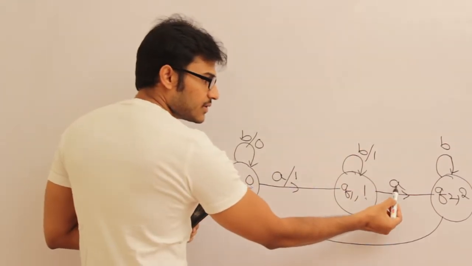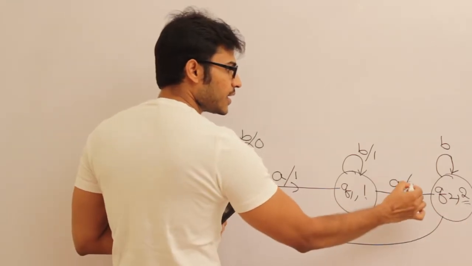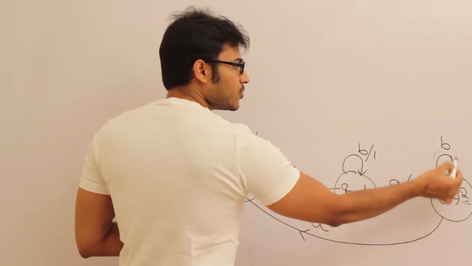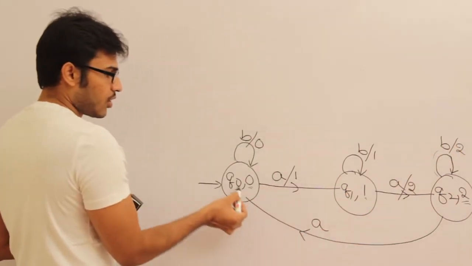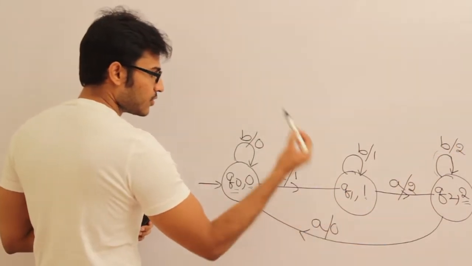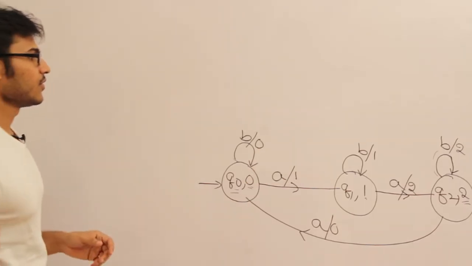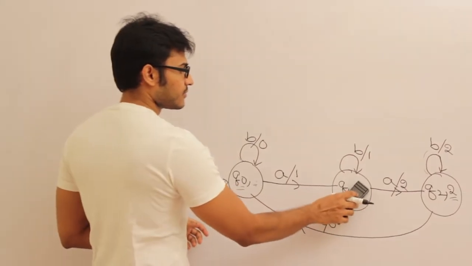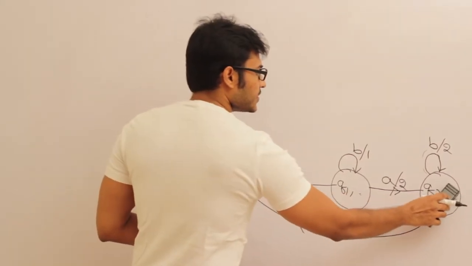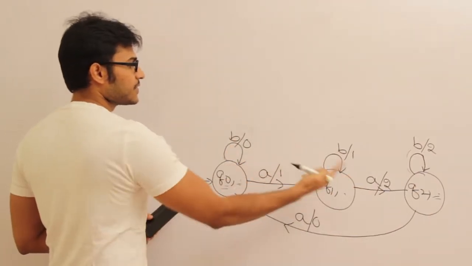Now see this. This is going to Q2 and the output associated with Q2 is 2, therefore I am going to write it as 2. And this is going to Q2, output associated with Q2 is 2. And this is going to Q0 and the output associated is 0. So this is the Mealy machine. You can simply remove this, and this is the Mealy machine. Now the output is associated with transitions rather than states.